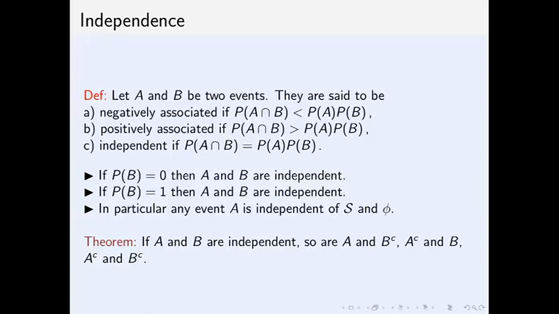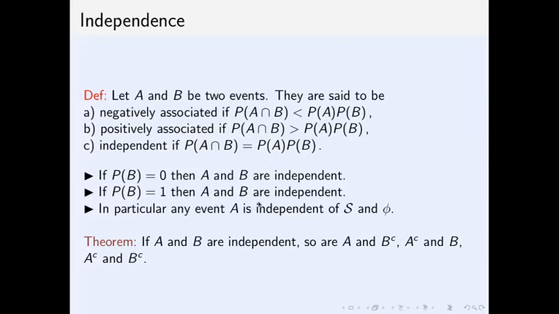In the last lecture, we talked about independence, and we defined independence as follows: A and B are said to be independent events if the probability of A intersection B can be written as the probability of A times the probability of B. And then we discussed some properties of independence.